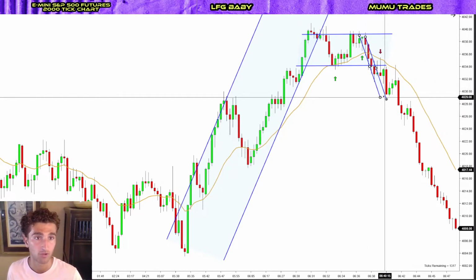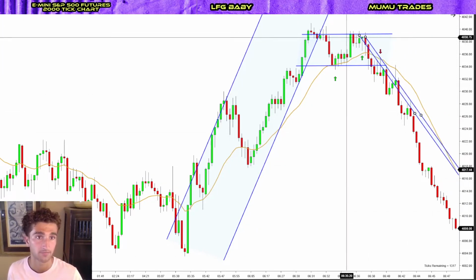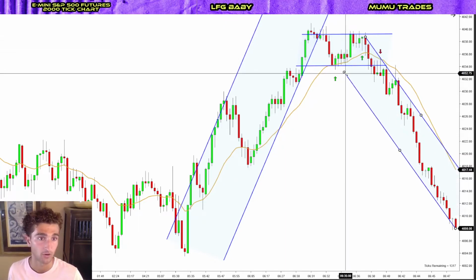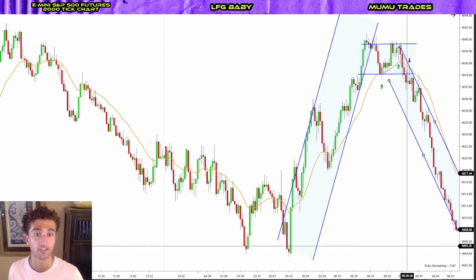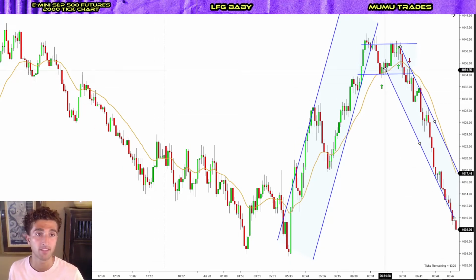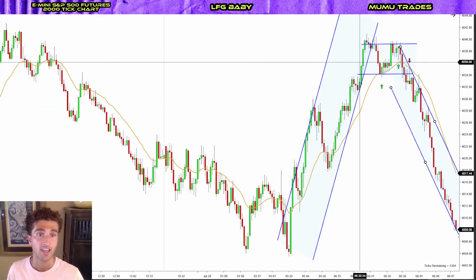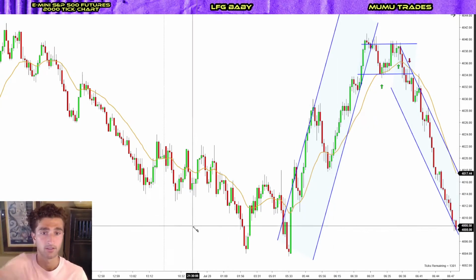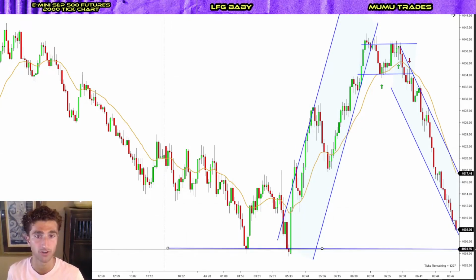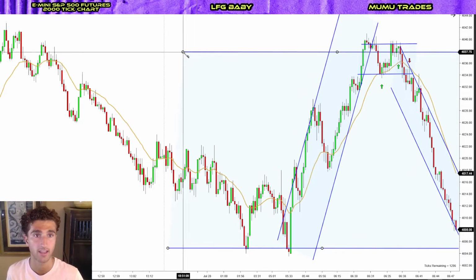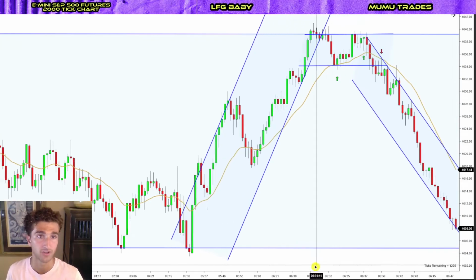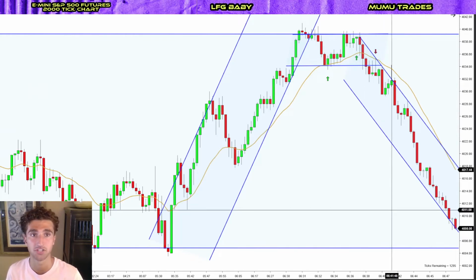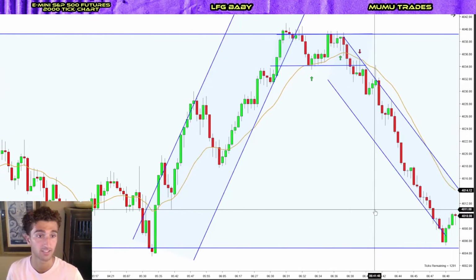Now that we have multiple legs, obviously we can start drawing our wider term channel. And once again, we can start thinking, okay, maybe this range really is valid, and we're going to bounce somewhere around these lows, and the highs of the range were right around there. So now we can start looking for second entry shorts if they present themselves.